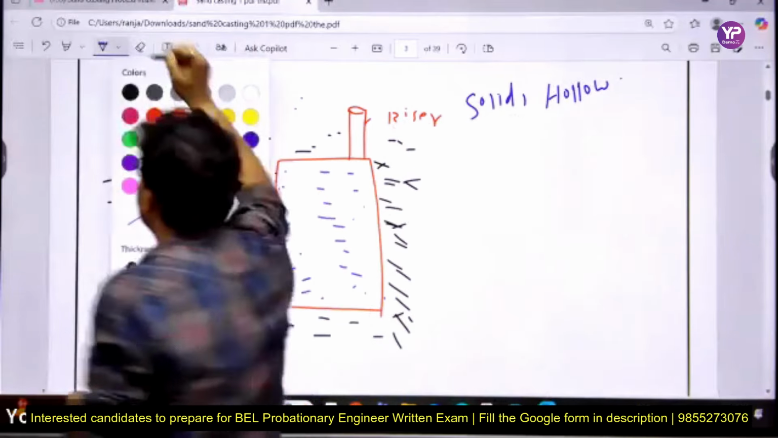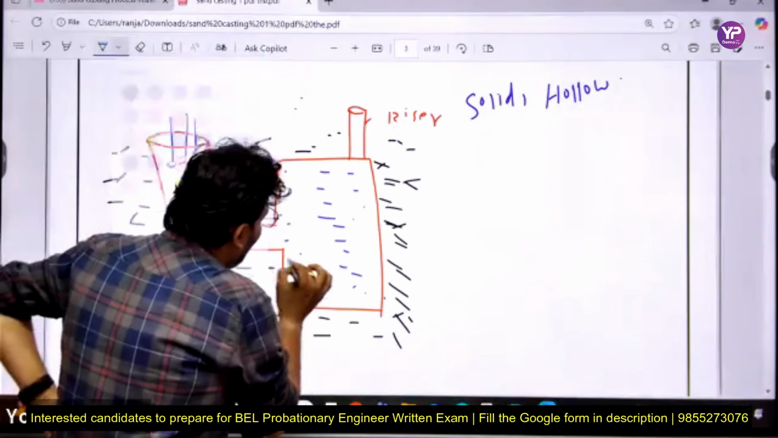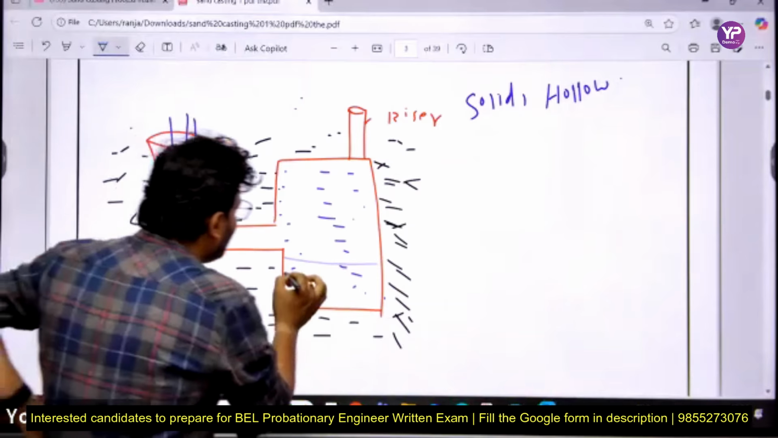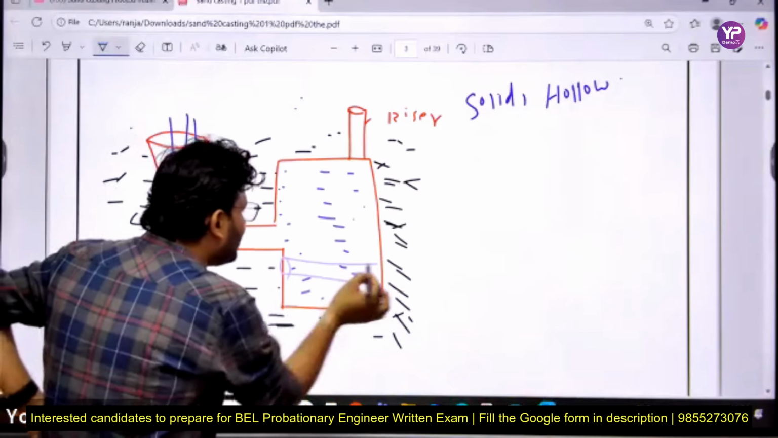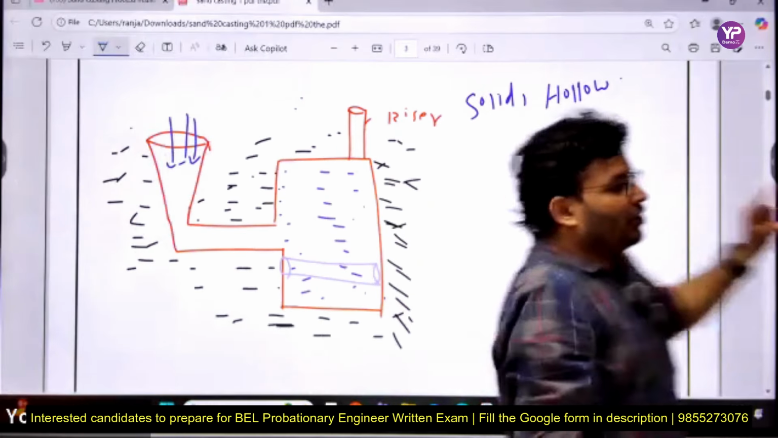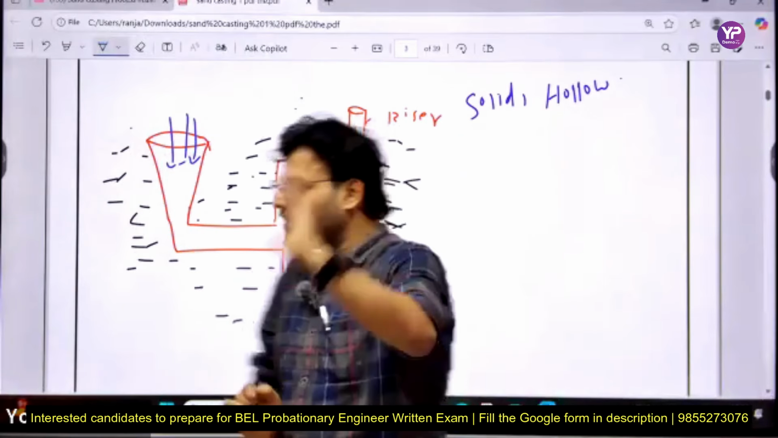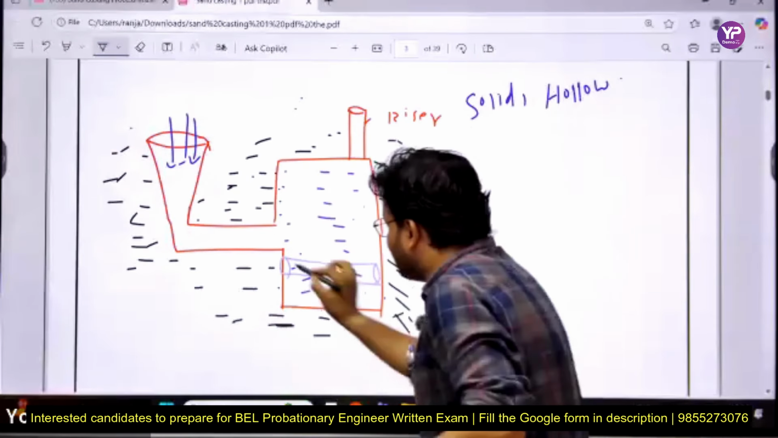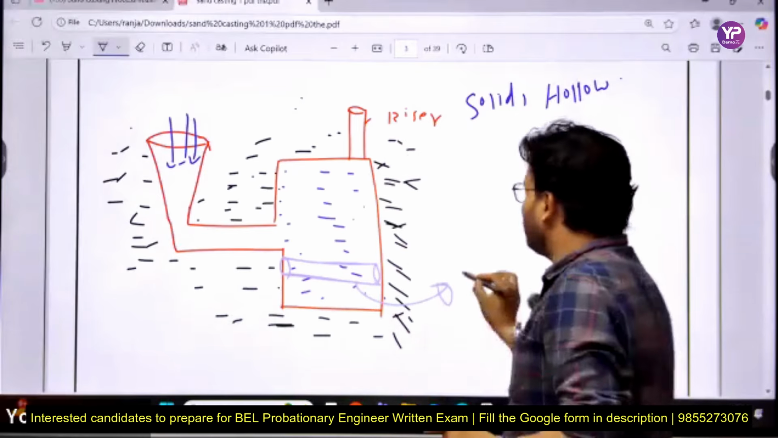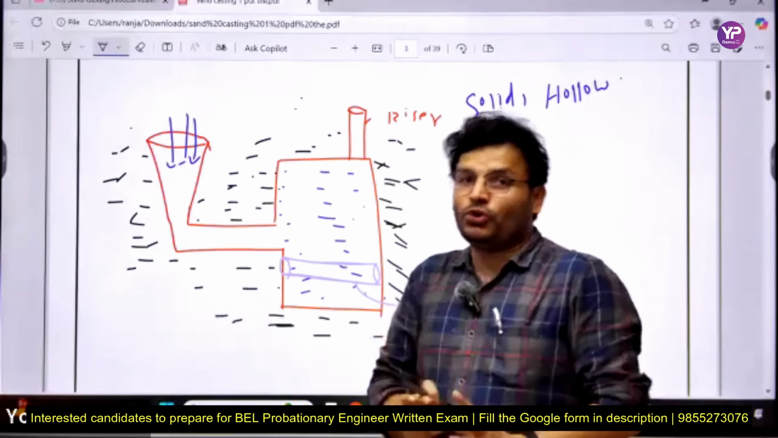Now, suppose, my dear friends, I put something like that inside, a little bit visible in this color. Now tell me, will the product be hollow or solid? Obviously we can say, sir, it is hollow. And that thing that you have placed inside is called the core. So what is core?